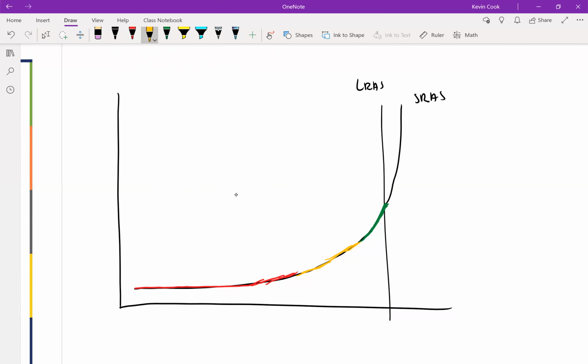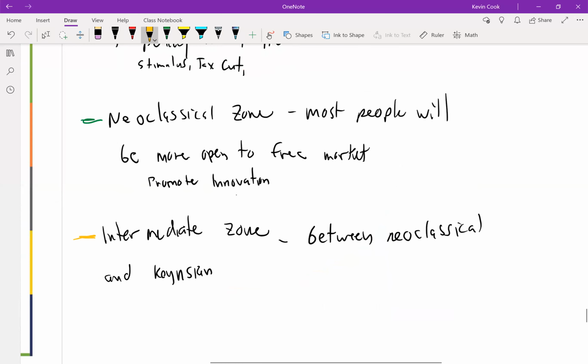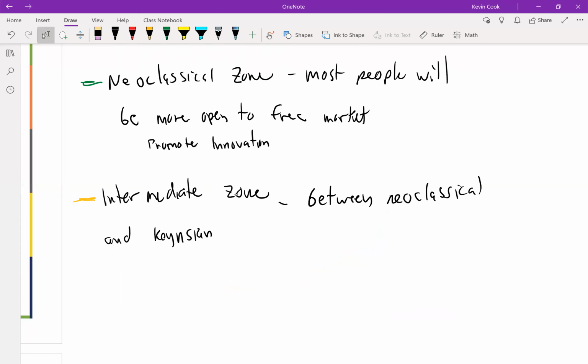Are we in a recession? Are times really as bad as we think they are? So the intermediate zone again, that middle zone, this is the fun part, where our debate is.